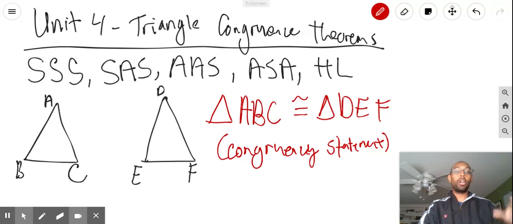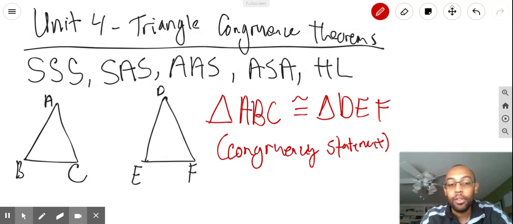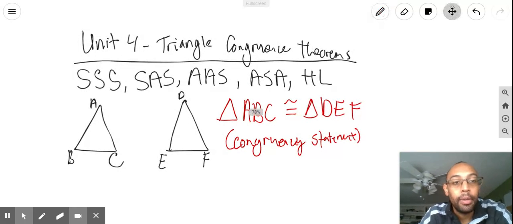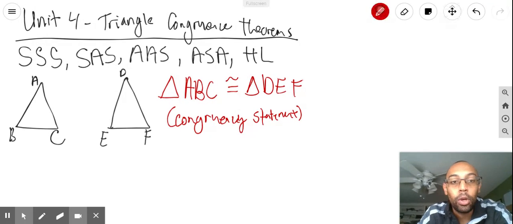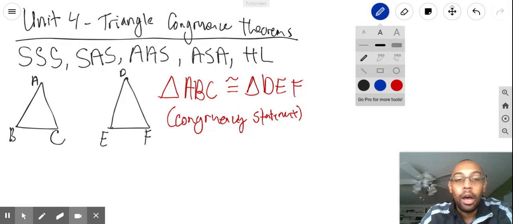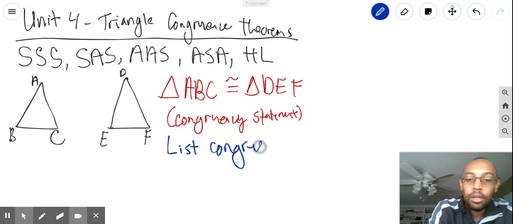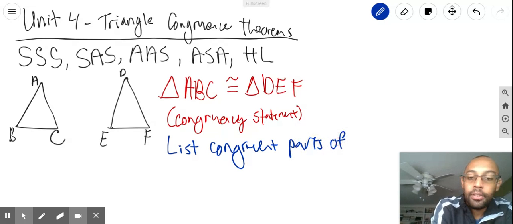Now, how does this work? Order is important. One thing for this unit that you need to write down in your notes and keep track of is the fact that order matters. When you are listing that 2 triangles are congruent to each other, order matters. I'm going to shrink this a little bit and move it over, because now we're going to begin listing the congruent parts of these 2 triangles.